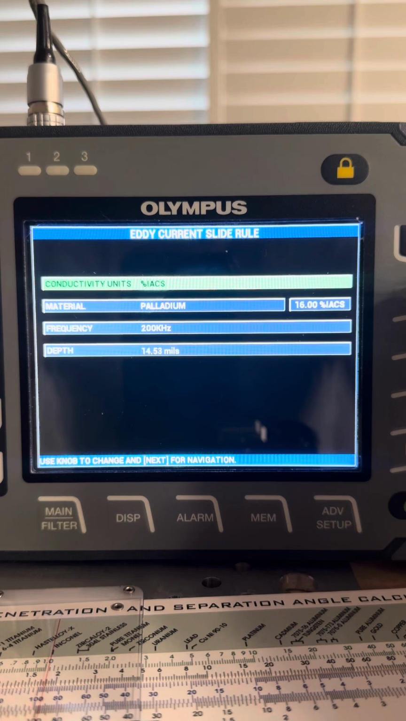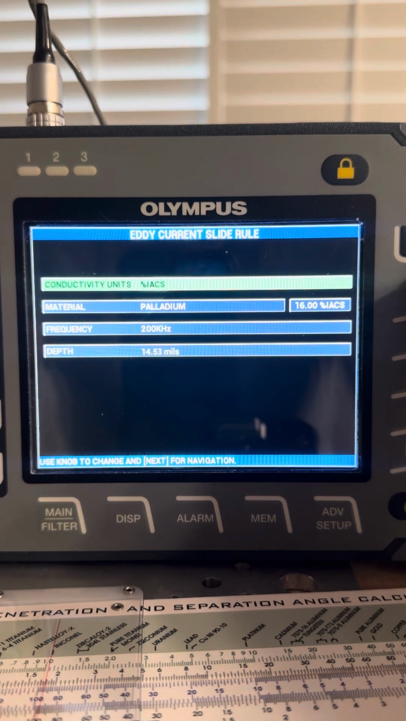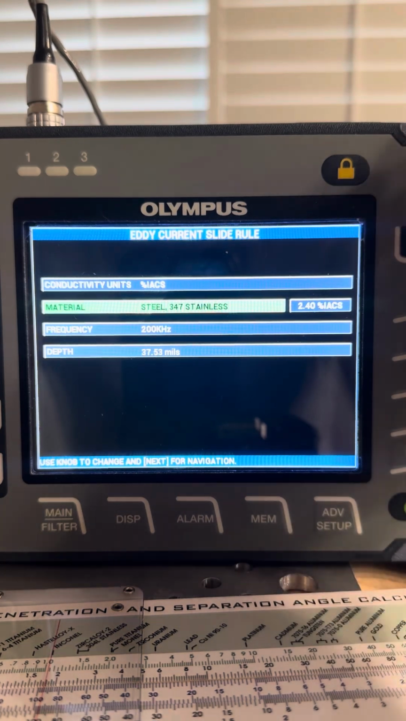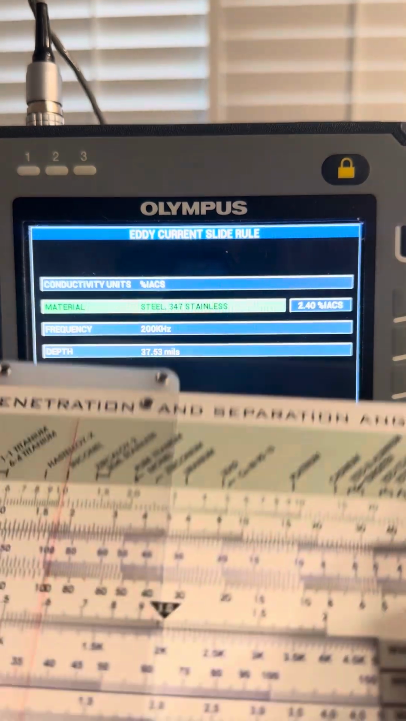That's because they only put certain values in there, but not all the in-between graduations. So you're a little bit more limited with the slide rule on the 600D.